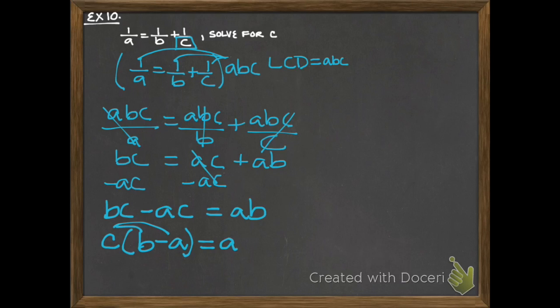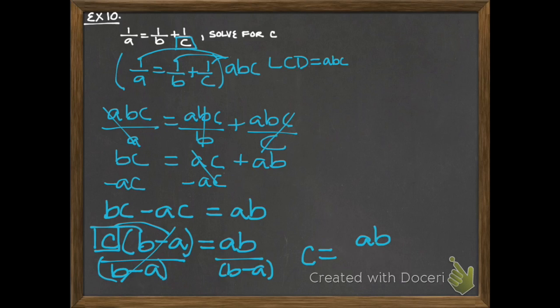This all equals AB, and then once I just have this as C times something, even though my something is B minus A, to undo that and get this C by itself, I can divide both sides by that something, by the B minus A. And then this cancels out. I'm left with just C equals AB divided by B minus A. And that is my final solution.